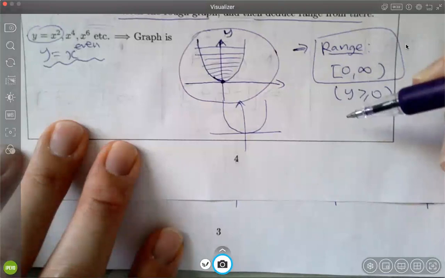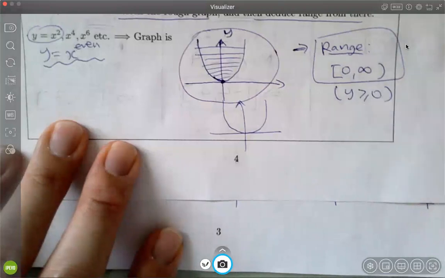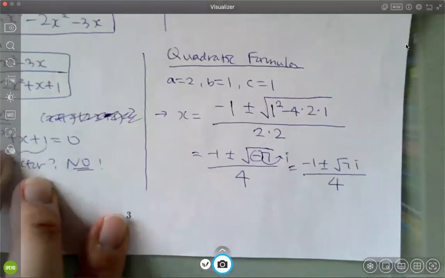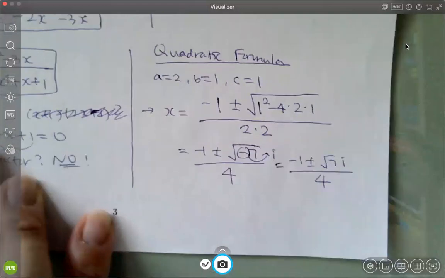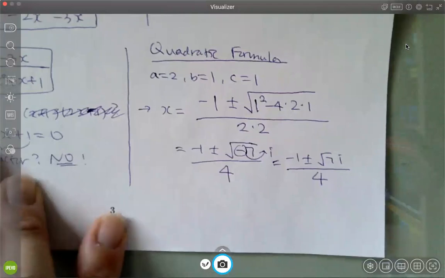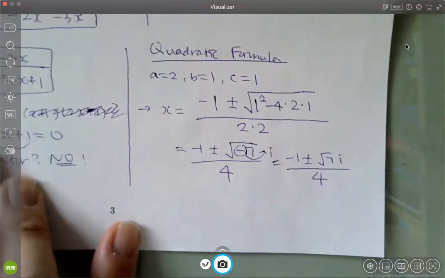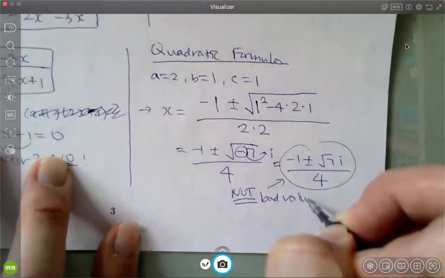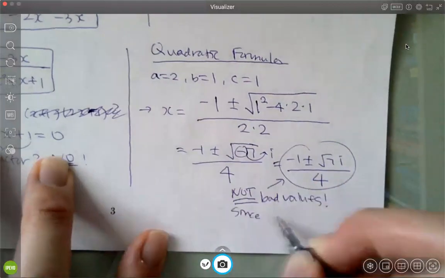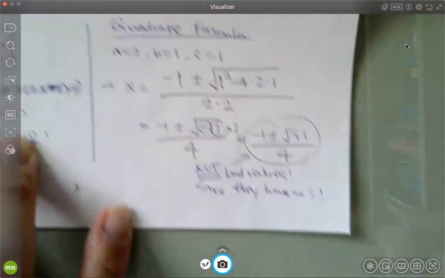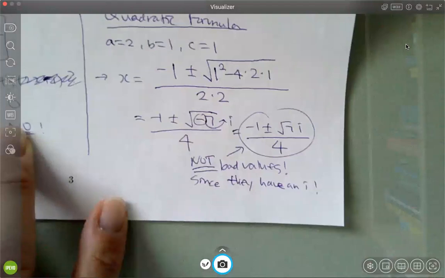You don't see it, right? Because it's not there. Okay, so how many bad values did we get? None, right? There is no bad value. These are not the bad values, since they have an i. So what's the domain then?